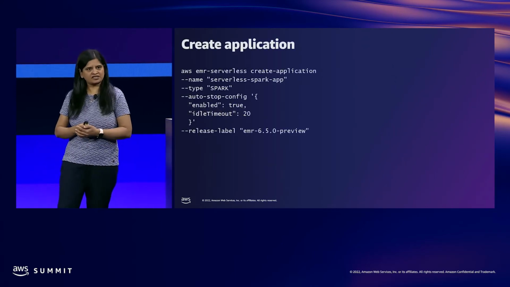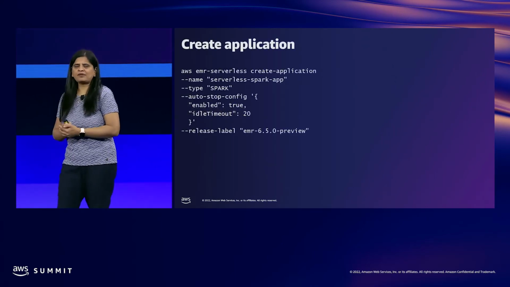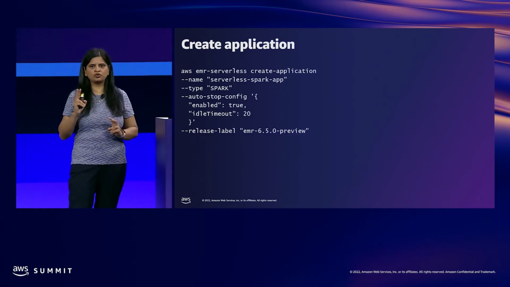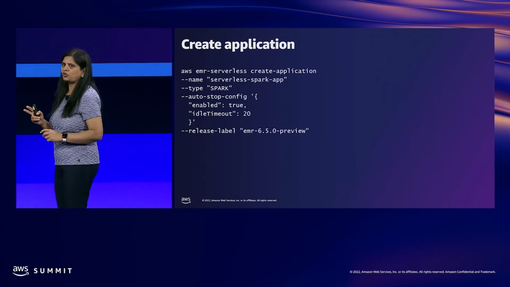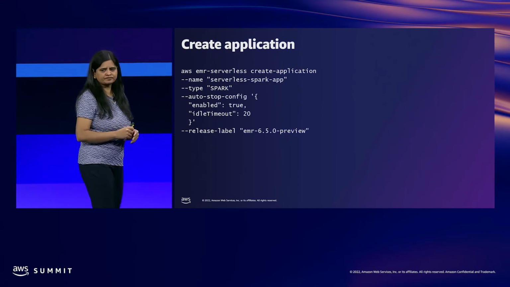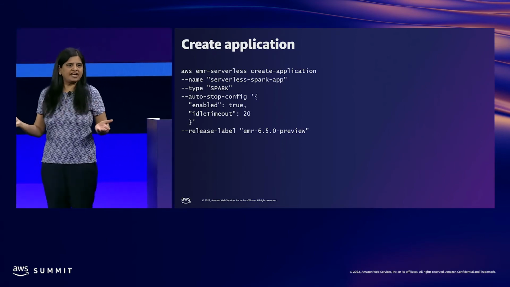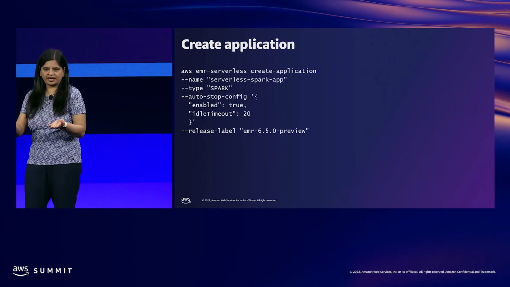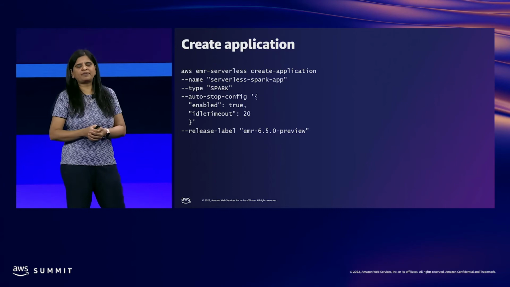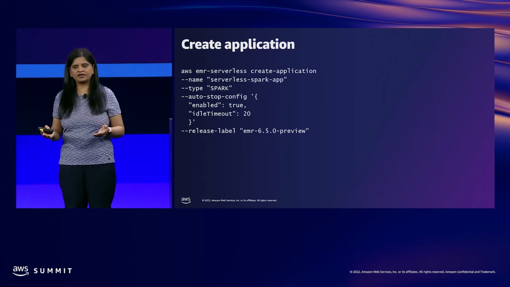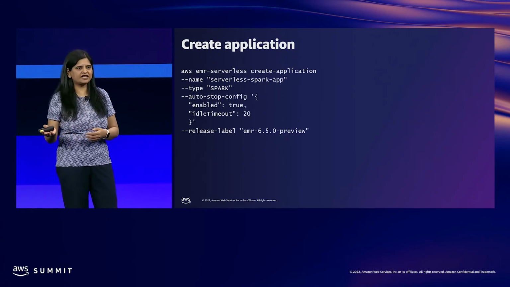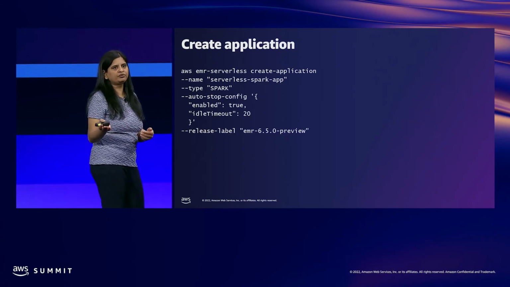So let's start with creating an application. So creating an application is fairly straightforward. All I need is two elements. One is the name of the OSS framework, which is the type Spark, and the other one is the release label. Now, I can optionally name my EMR Serverless application. I have named it here, and I can optionally also set up an auto stop configuration. So here, the default idle timeout is 15 minutes, but you can set it up to a different time if you wish to do so.